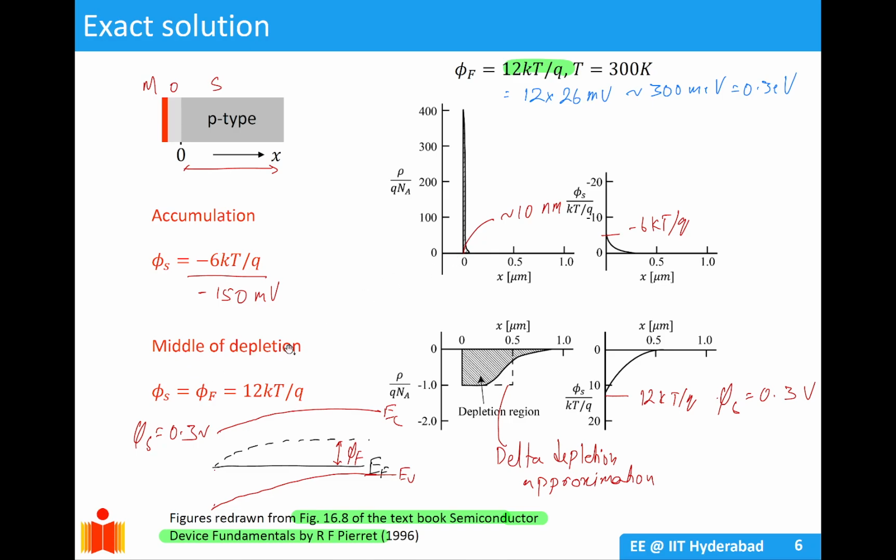For middle of depletion, that is when your surface potential is equal to phi f, that is 12 kT by q, at that time, according to the delta depletion approximation, it should be a rectangle, but in real values there will be a Fermi dependence on this, and hence it will look like this instead of a rectangle.